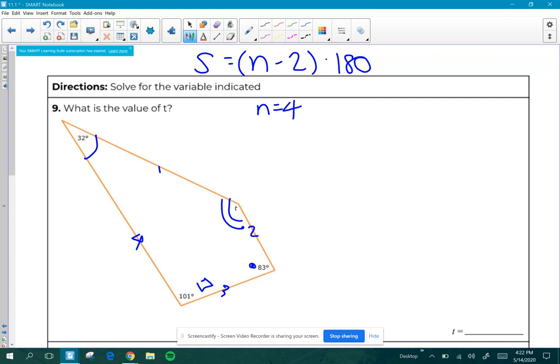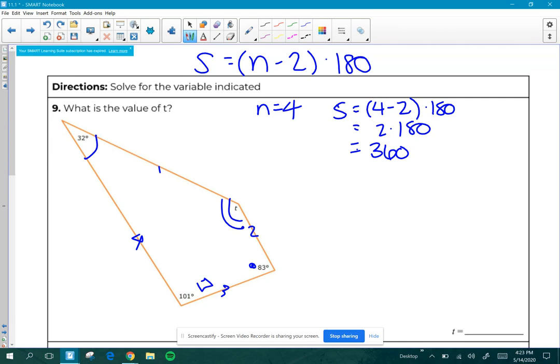If you don't know the total angles, that's okay. That's what the formula is for. You can plug it in. 4 minus 2 times 180, and that gives me 360. So I know that all of these angles add to 360 degrees.